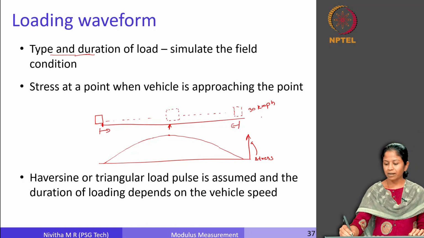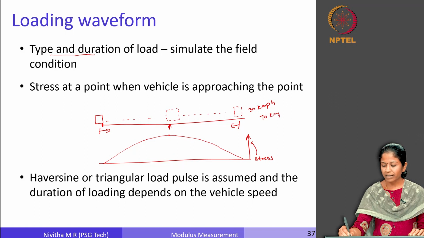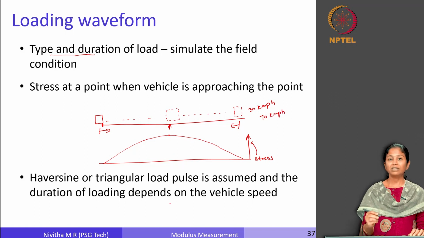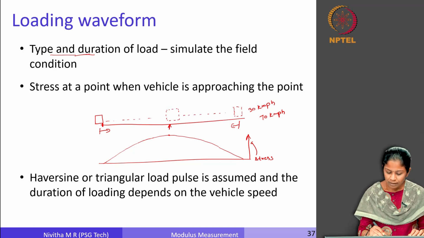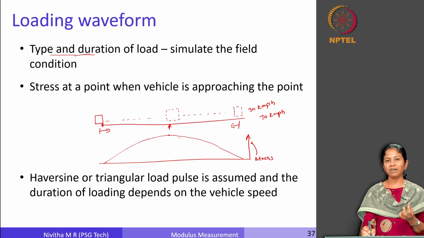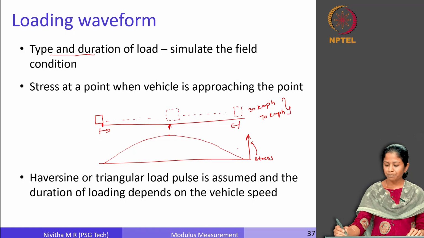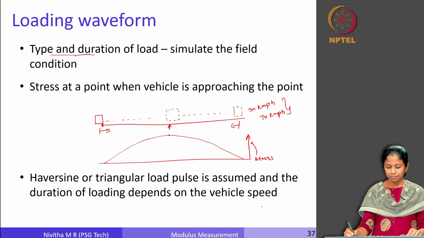Let us take another vehicle which was travelling at 70 km per hour, right. So, this vehicle is travelling at a higher speed. So, obviously the stress profile will be the same, but it is going to be felt for a shorter duration of time, right. So, the influence of the vehicle speed we will also see subsequently.